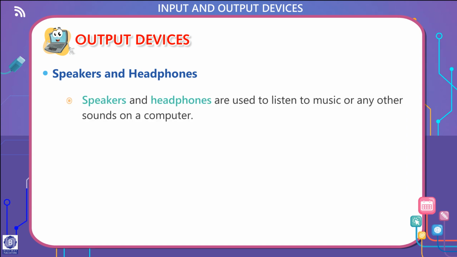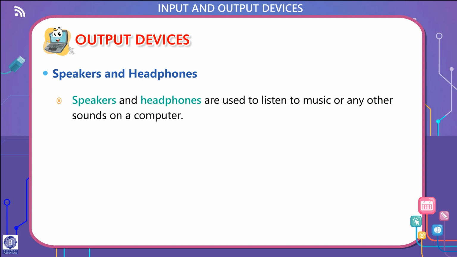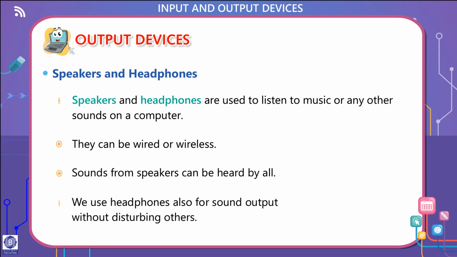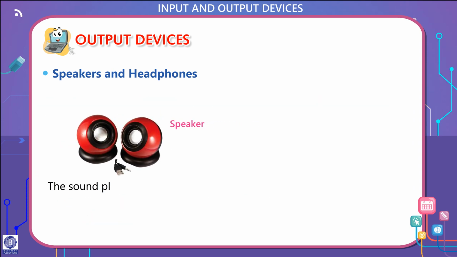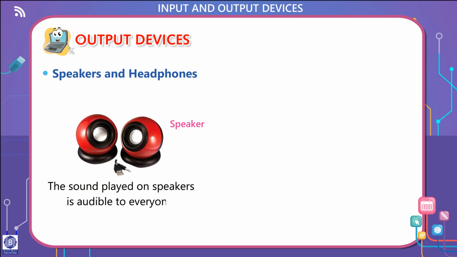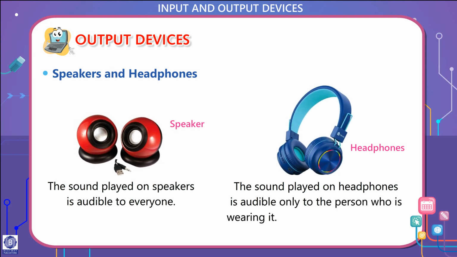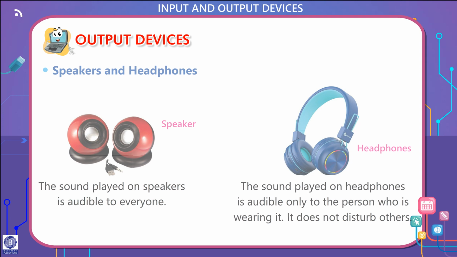Speakers and headphones. Speakers and headphones are used to listen to music or any other sounds on a computer. They can be wired or wireless. Sounds from speakers can be heard by all. We use headphones also for sound output without disturbing others. The sound played on speakers is audible to everyone. The sound played on headphones is audible only to the person who is wearing it. It does not disturb others.